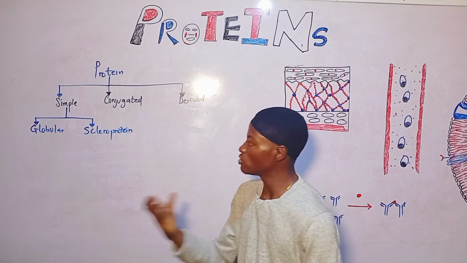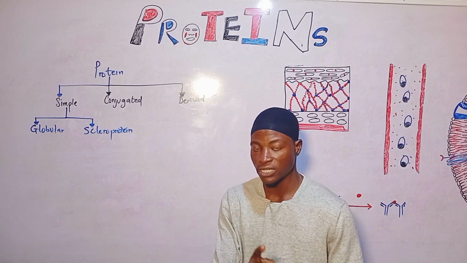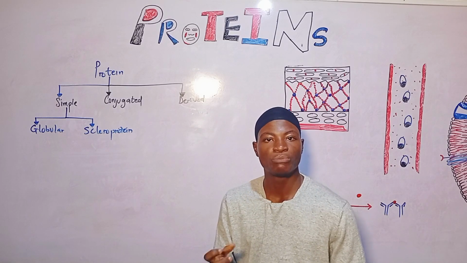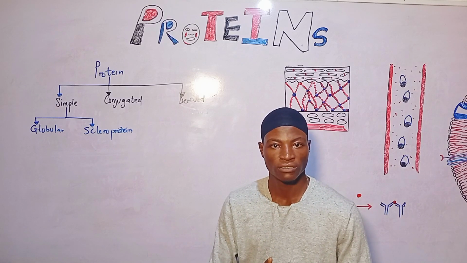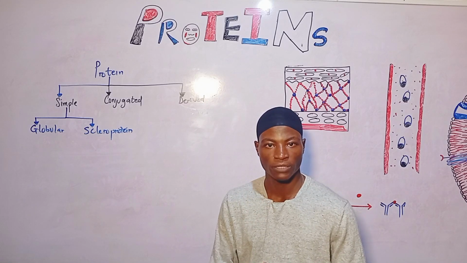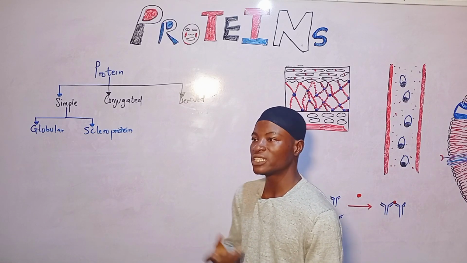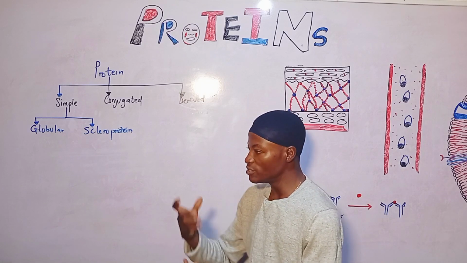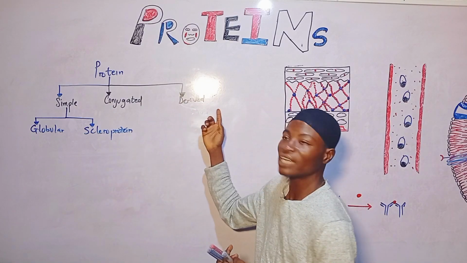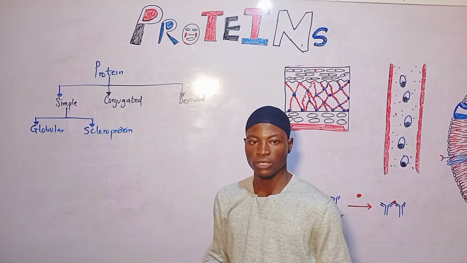Whenever you take your simple or conjugated protein and treat it with an acid, don't forget it's going to undergo a process that we call denaturation. That is, you are destroying the native structure of the protein. In that scenario, the remnant protein that we are going to have is called the derived protein, derived from conjugated or simple protein.